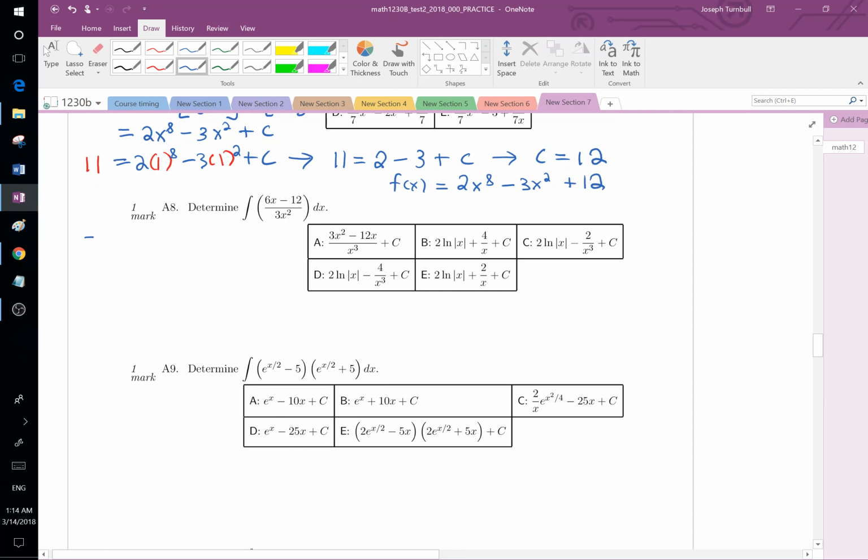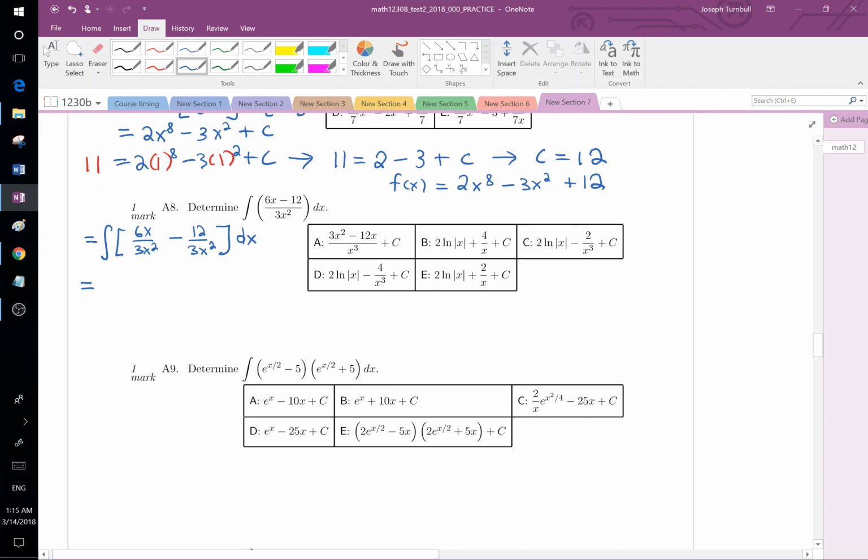So you can rewrite it, and there's different ways of doing this. You can rewrite it as integral of 6x over 3x squared minus 12 over 3x squared. If you have two pieces in the bottom, you can't do this. You can't split up two parts downstairs, but you can split up two parts upstairs.